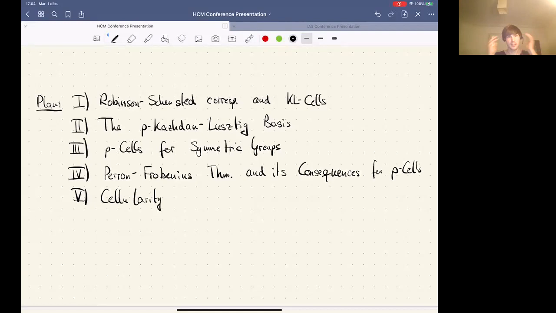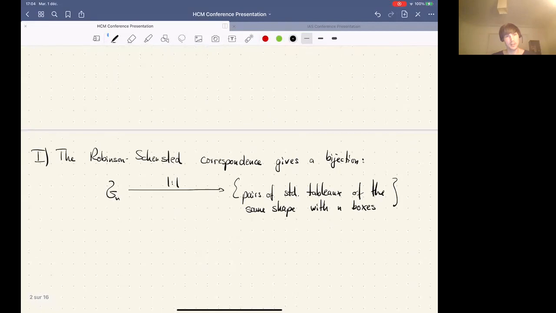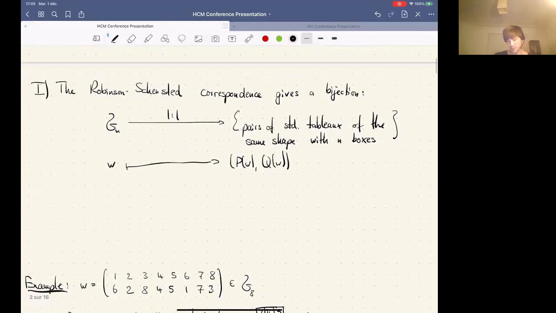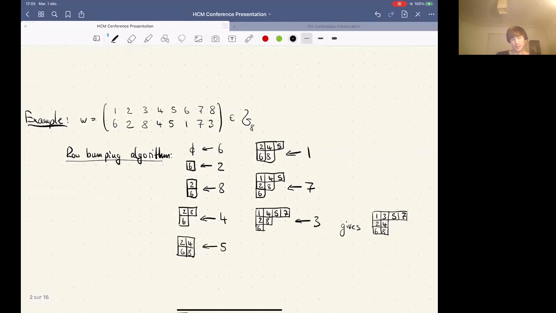Recall that the Robinson-Schensted correspondence gives us a bijection between the symmetric group on n letters and pairs of standard tableaux of the same shape with n boxes. To a permutation w, I want to denote the corresponding pair of standard tableaux by P(w) and Q(w). In order to explain this, let me start by giving a little example of how this works. Here I've chosen an element in the symmetric group on eight letters, which in string notation is just 6, 2, 8, 4, 5, 1, 7, 3.